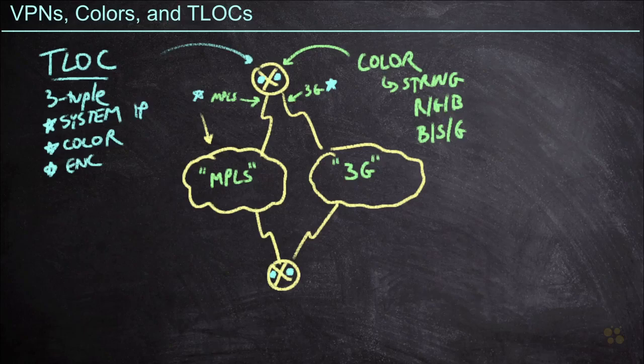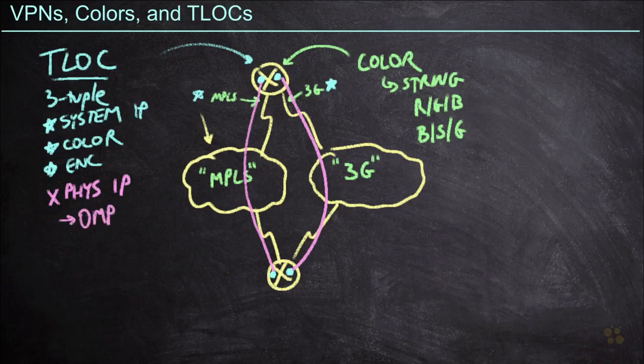Our edge devices are going to use these T-locks to form the appropriate tunnels to one another. So for example, on the MPLS side, I would form an IPsec tunnel between the MPLS T-lock on one router and the MPLS T-lock on the other. Likewise, I'll do the same thing on the 3G side. However, one of the most interesting parts about the T-lock is what it doesn't include. We note that it doesn't include a physical IP address. There's no way for me to know based on the T-lock alone how to actually reach out and connect to that device. Instead, we rely on the overlay management protocol, or OMP, to give us that information. It's going to tell us, if you're trying to connect to this T-lock, use this physical IP address. And that's how we're able to form our tunnels.